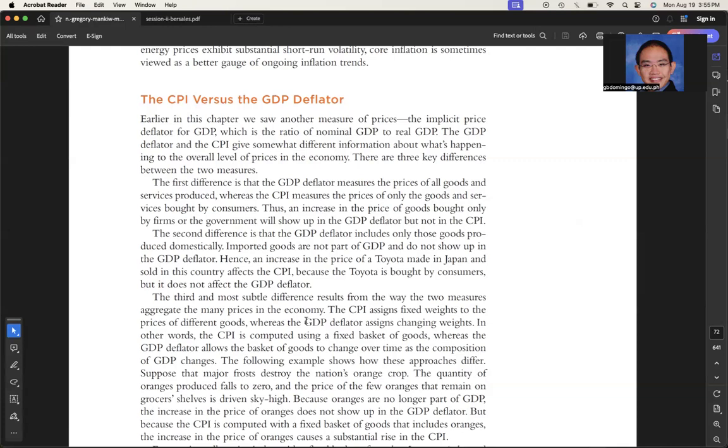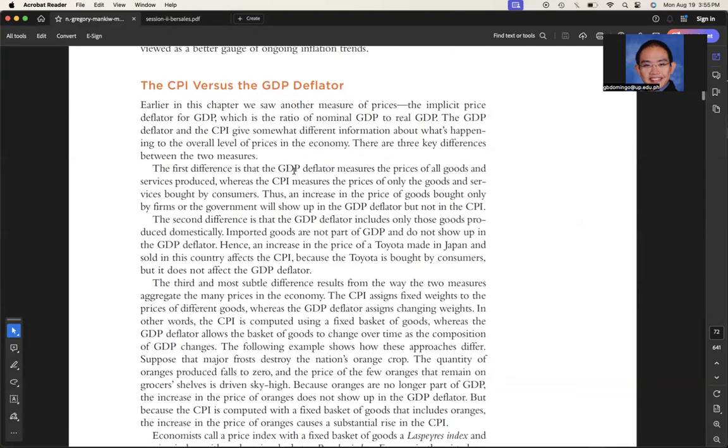The first difference between the two, however, is that the GDP deflator measures the prices of all goods and services, whereas the CPI measures only the ones in the basket, the ones bought by consumers. Okay, so that's how the PSA and Bureau of Labor Statistics, BLS, does it, right? That looks at the most commonly purchased products, and that is how they build the basket, right?